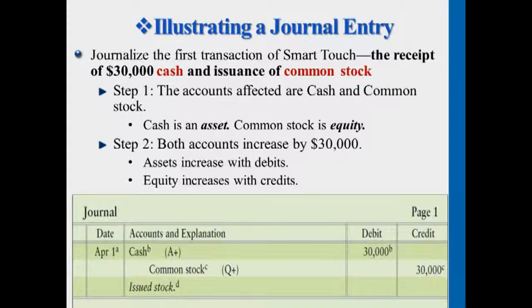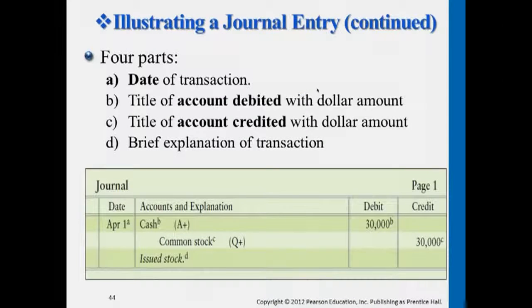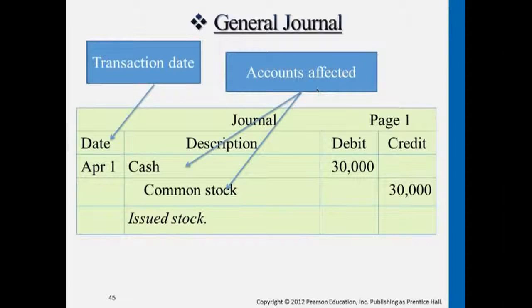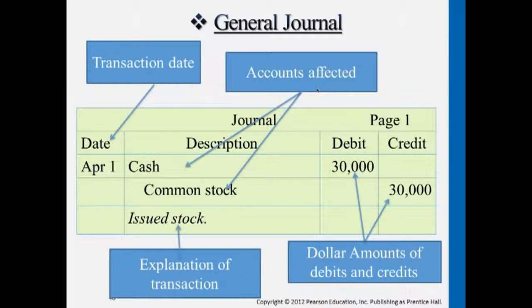Okay, so there are four parts here: the dates, the accounts, the dollar amount, and typically at the end we will have a description of this transaction. Okay, once again, the date, the accounts affected, the dollar amount, and a brief explanation of this transaction. These are the four main parts for each and every journal entry when we're capturing this activity in the corporation's accounting book.